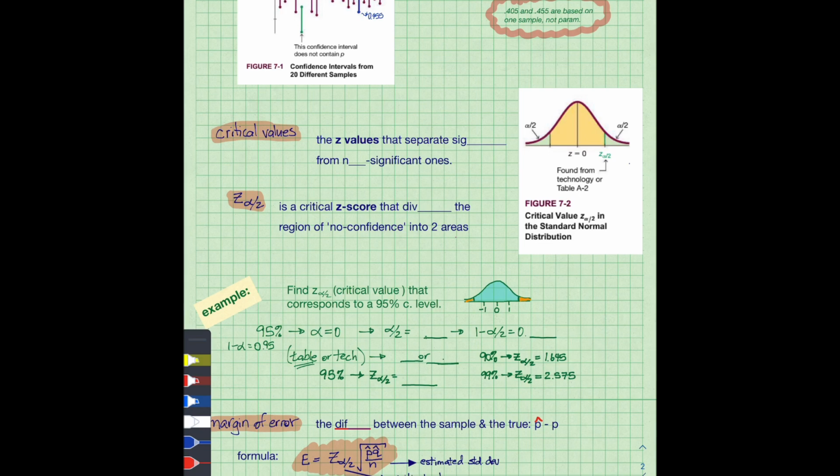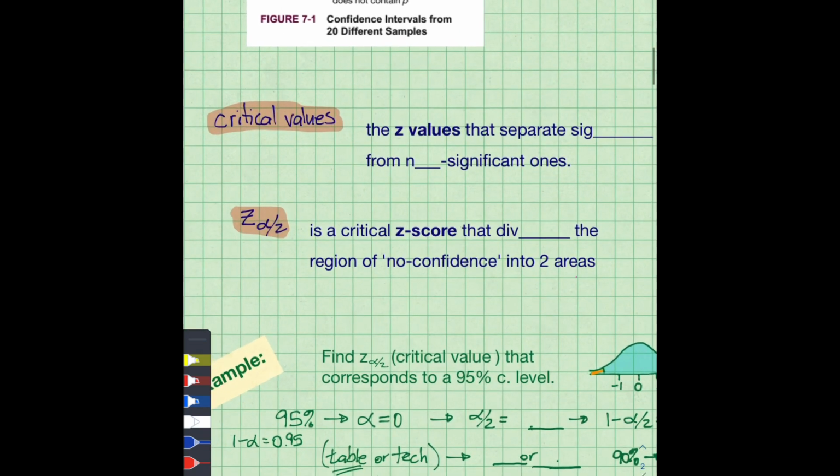Critical values. What are these critical values? First of all, we'll be using this. I'll say find the critical values. So what does this mean? This means what is significant from what is non-significant. We label them with this little acronym Z.